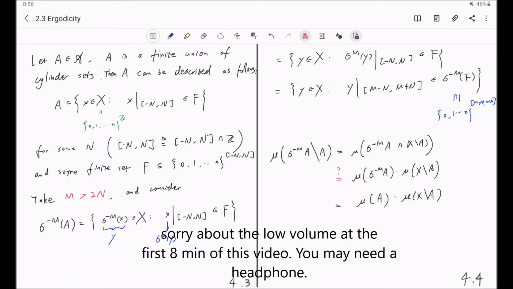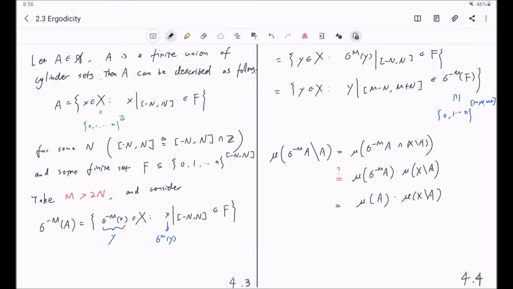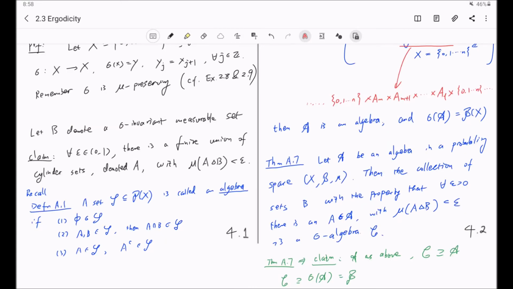We have spent lots of effort just to get this equality. And as in the book, we'll call this 2.3. Some of you may have forgotten what we are trying to prove in here. Now let me remind you. We are trying to prove that the measure of B is either 0 or 1. Because once that is proved, since B is arbitrarily chosen, we can thus prove that sigma is ergodic.